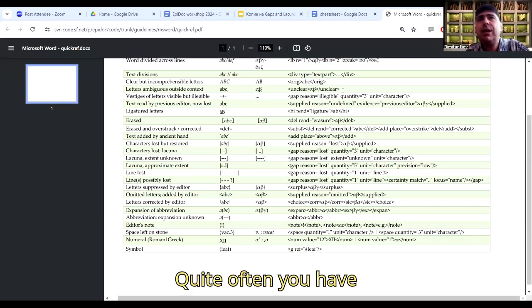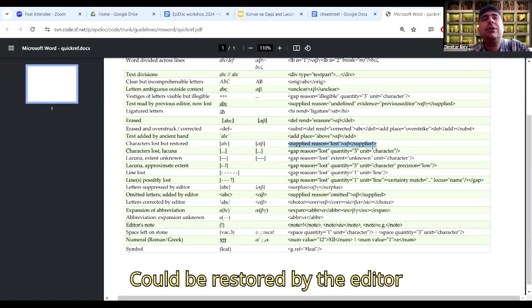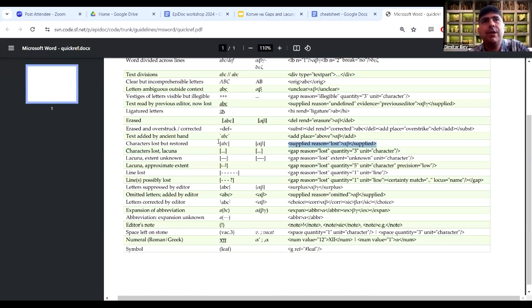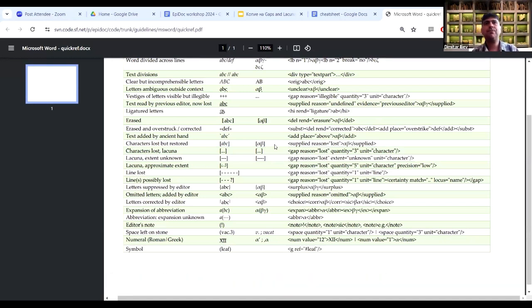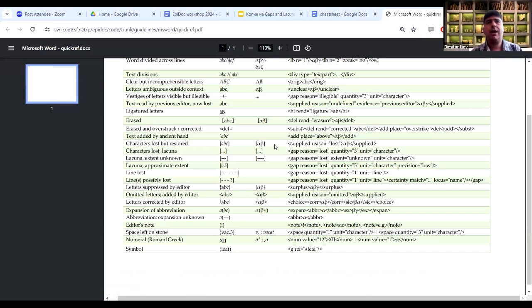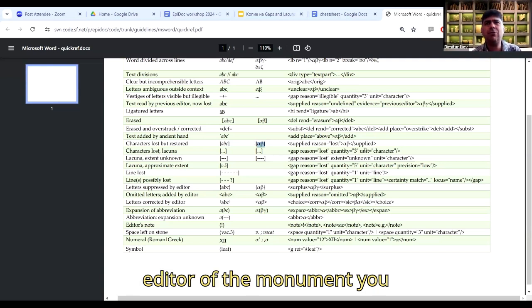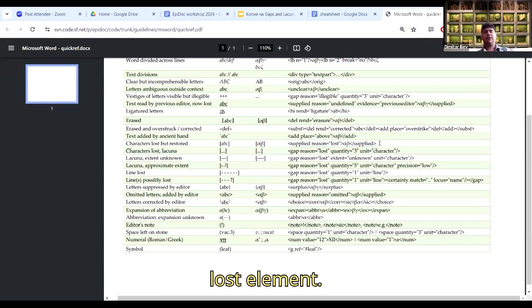Quite often, you have a text which was lost, but could be restored by the editor because of the context. And it is usually in epigraphic editions rendered by square brackets. The square brackets are supplied reason lost. Everything you want to encompass in square brackets as restored by the editor of the monument, you encompass by the supplied reason lost element.